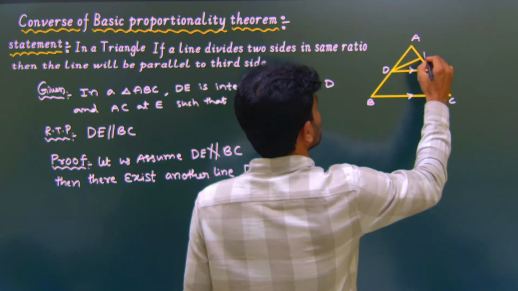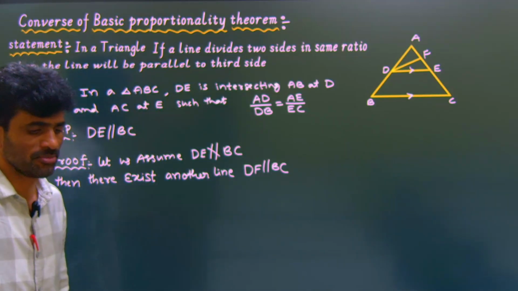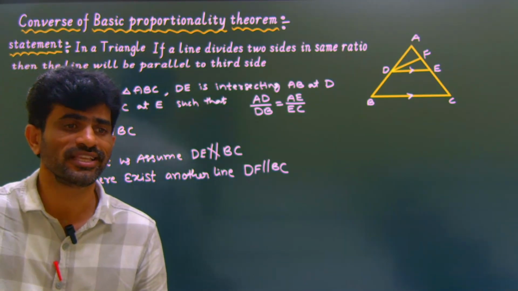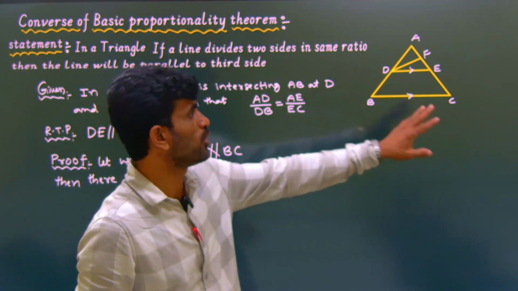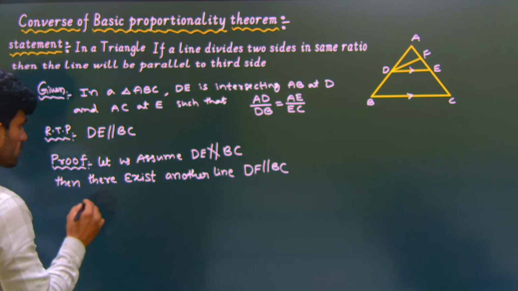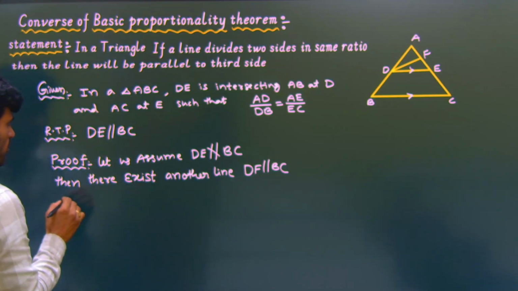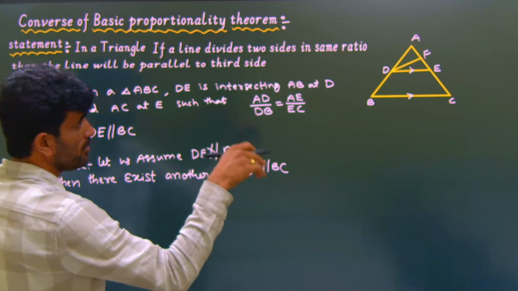You may have confusion. It's not looking parallel to this. DF is not looking parallel to this, but we assume DE is not parallel to this. So now according to our assumption, DF is only parallel to this, DE is not parallel to this. Now, because DF is parallel to BC, what we can write?